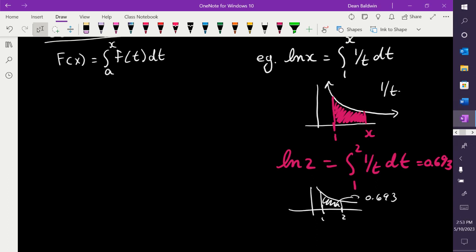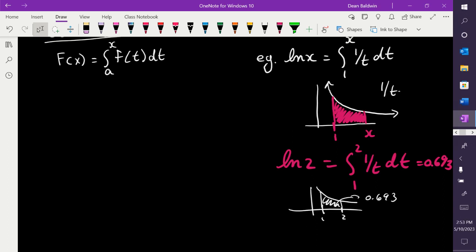The second fundamental theorem says that this top number is a variable. It moves because it's a function defined over an integral. So it's like a slider. It's going to move back and forth. If I'm doing the natural log of 2, I put 2 in wherever there's an x. So I get the integral from 1 to 2 of this curve. If you punch natural log of 2 in your calculator, you'll get 0.693. That means the area from 1 to 2 is equal to 0.693. That's all it means.